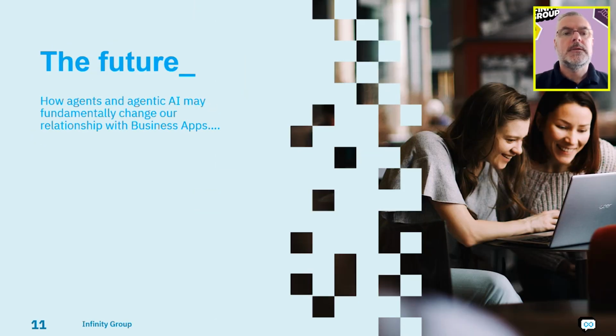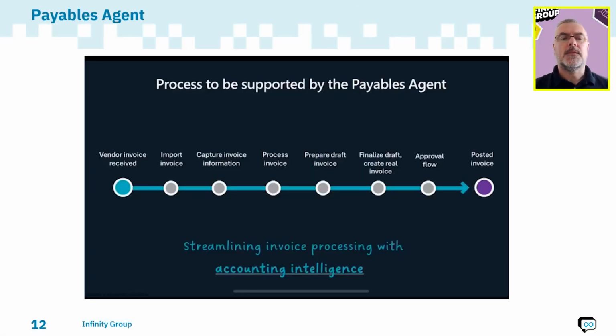So in terms of the future and things that are coming right away, the payables agent is going to be in release 2 this year, and this gives you an overview of the types of things it is going to be able to do. It's looking at invoices, creating drafts, processing and finalizing those, with user intervention, going through to a posted invoice.